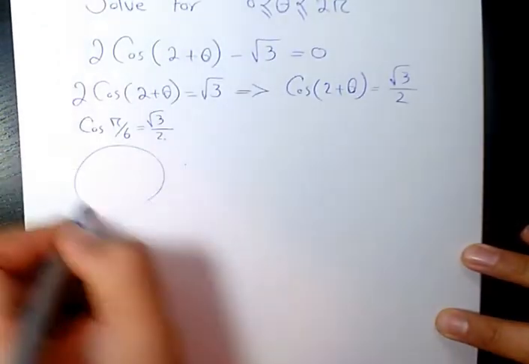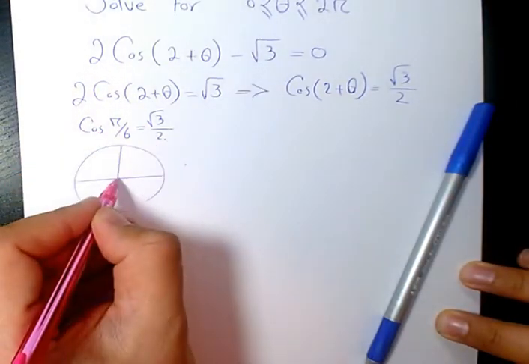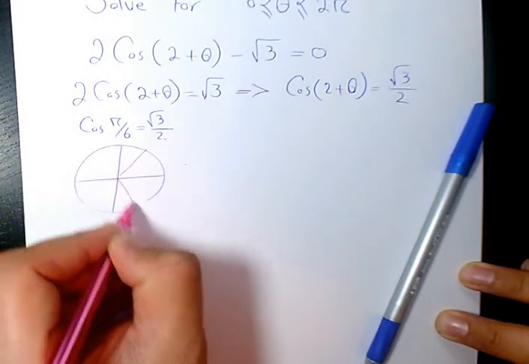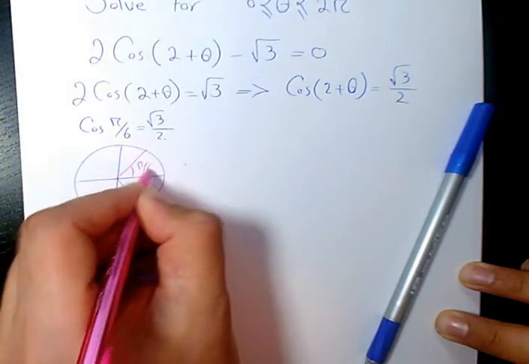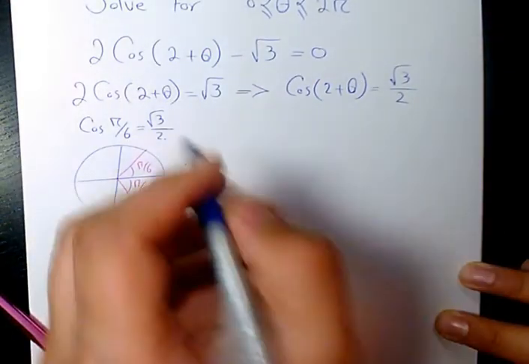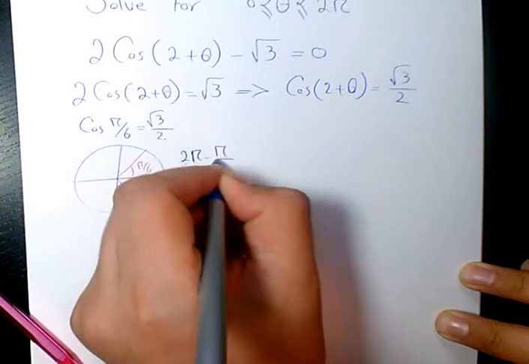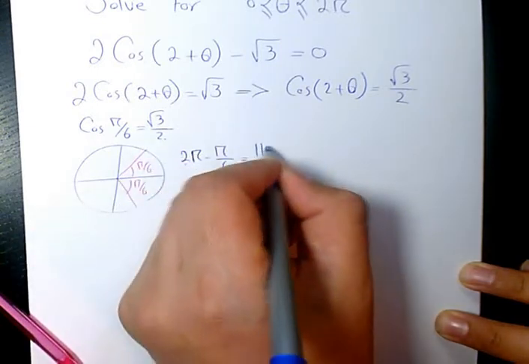There is another answer. Why? Because cosine is positive in quadrant 1 and 4. So here is going to be pi over 6 and here is going to be pi over 6. So the second answer is going to be 2 pi minus pi over 6, which is going to be 11 pi over 6.